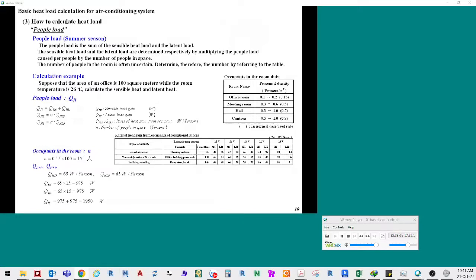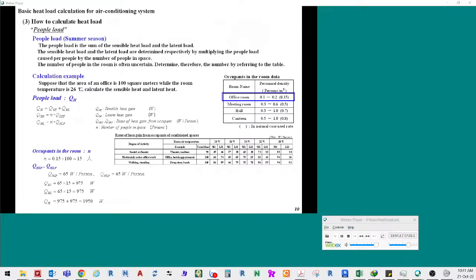Suppose that the area of an office is 100 square meters while the room temperature is 26 degrees Celsius. Calculate the sensible heat and latent heat. An office building is assumed. So, for the number of people in the room, select 0.15 people per square meter. Use the number for calculation. You will obtain 15 people when you multiply the area by the number.